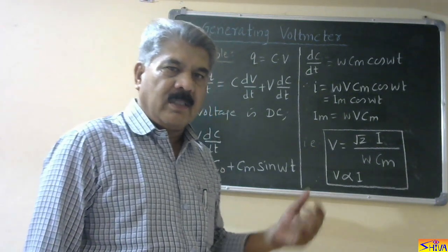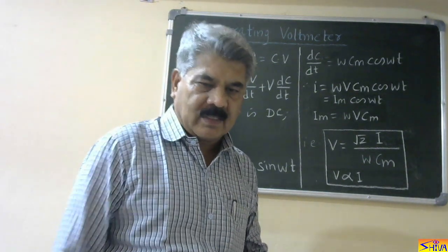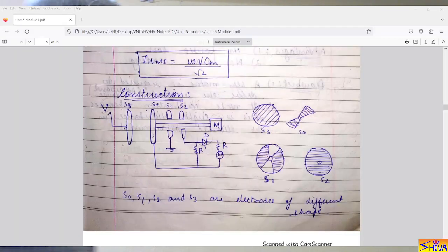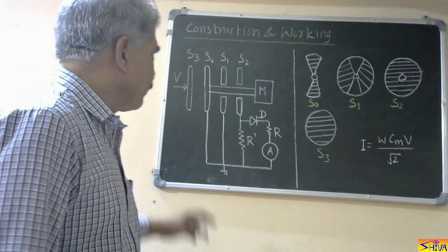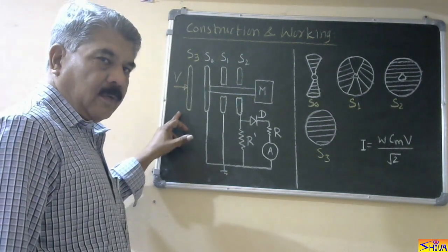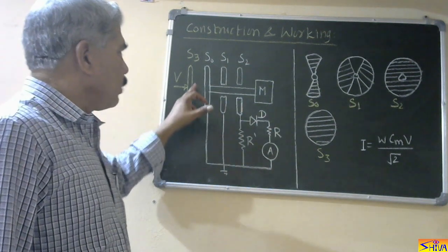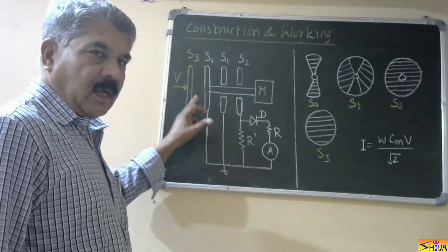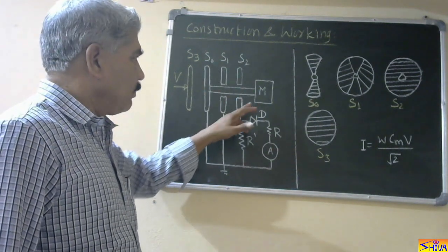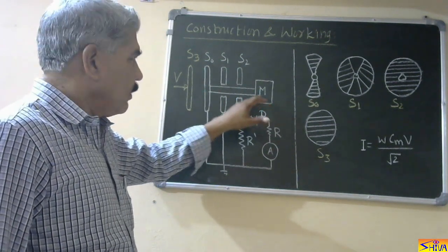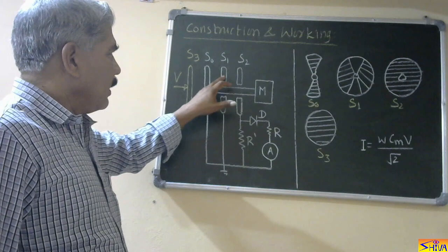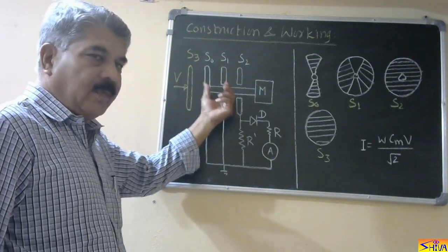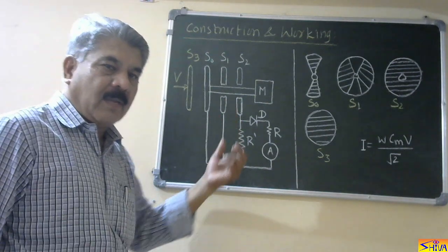Now let us see how the generating voltmeter is constructed and how it works. Let us see the construction. Here it is an electrode, this type of electrode denoted by S3 to which we are applying the high voltage. This is the measuring arrangement. This consists of a synchronous motor M. On the shaft of the synchronous motor, electrodes are there, that is S0, S1, S2. They along with S3 constitute the variable capacitance arrangement.